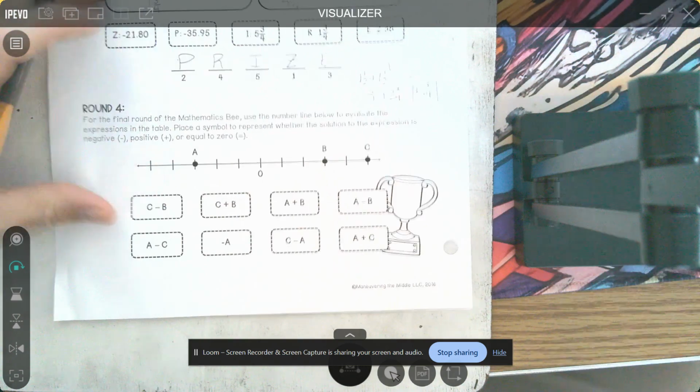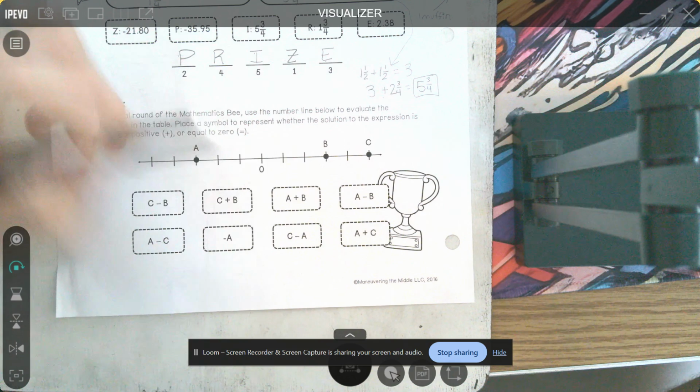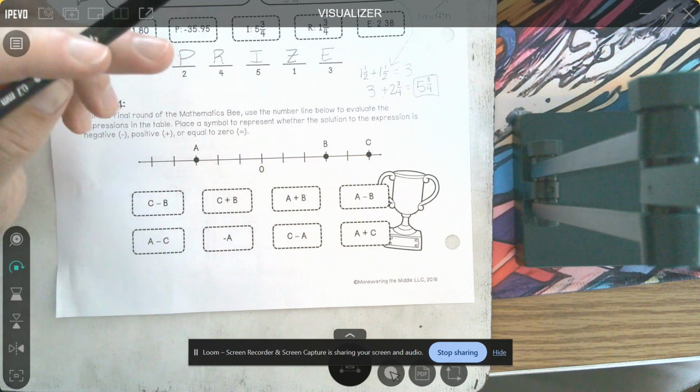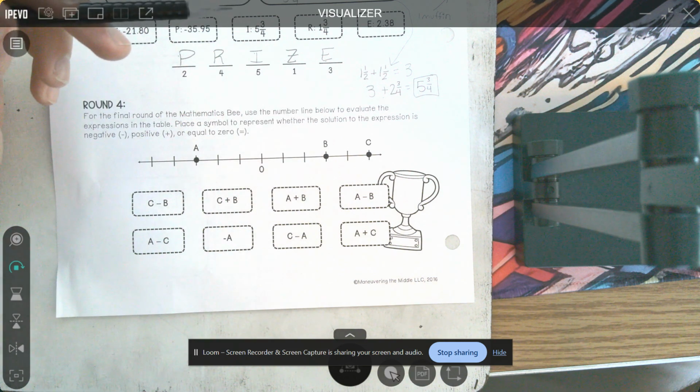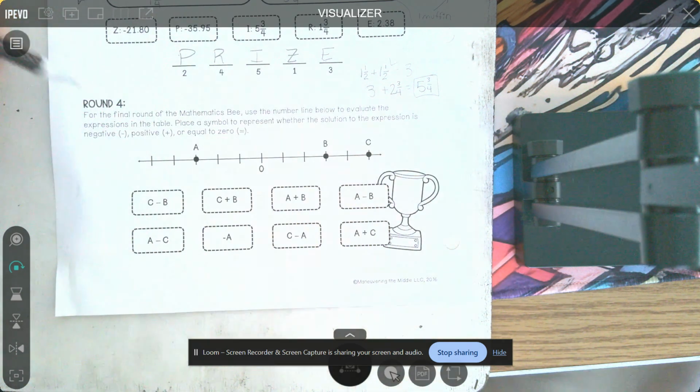Let's move on to round 4. This was a tricky one. This is a fun little round here. Let's try it. We don't have numbers for these. We just have it on the number line, so we can kind of visualize what these numbers would be. We have positive numbers. We have negative numbers. We don't need to know the exact numbers here to figure out the answers. We're just going to say if the answers are going to result in a positive, a negative, or 0.